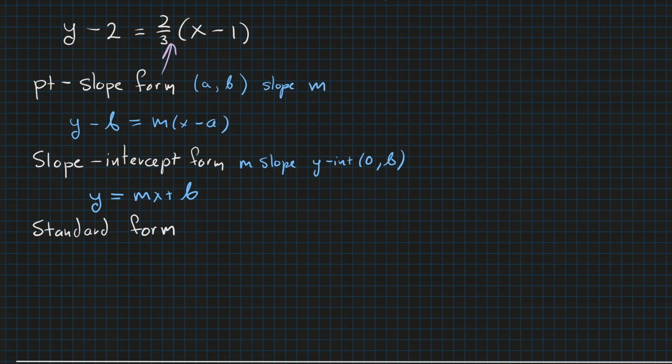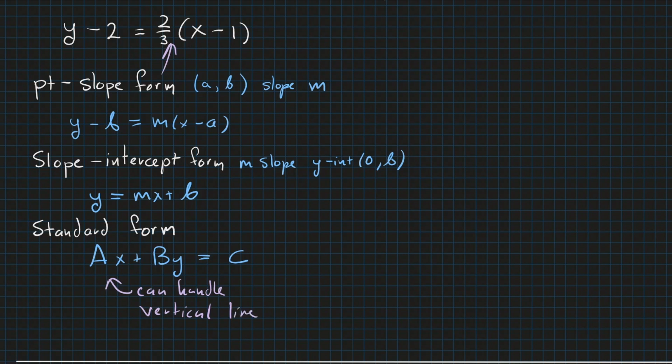Lastly, there's the standard form. So this is ax plus by is equal to c for some real numbers a, b, and c. All right, this is the standard form. This is what defines a linear equation. The standard form, these ones can handle vertical lines as well. So the vertical lines, there's an issue with the slope there, right? Because the slope is undefined for vertical lines. So the standard form is the only way to write vertical lines. You're going to be able to find that b would be 0 in that case.